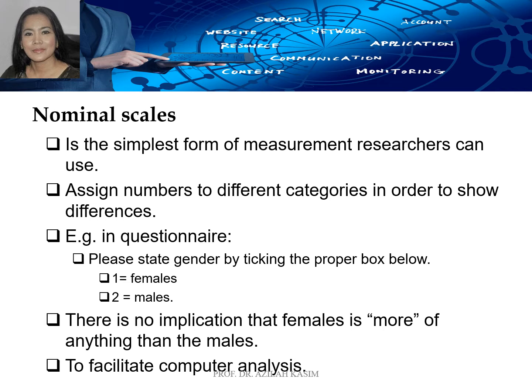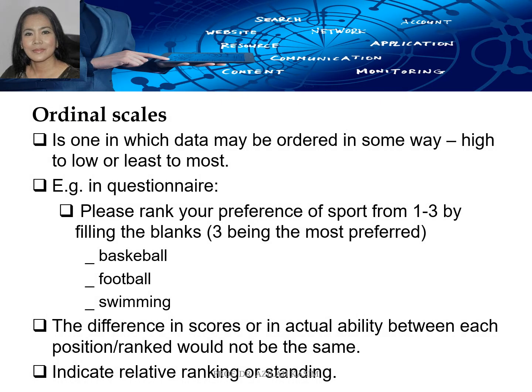Ordinal is when the data is ordered in some way from high to low, or least to most. So this is a question where we need to rank things. For example, this is an example that you can see here. Please rank your preference for sport from 1 to 3 by filling the blanks. So if your least preferred is basketball, then it will be number 1. If it is the most, it will be number 3. If it is medium or the second one, it will be number 2. So the difference in the scores or in the actual ability of the position will not be the same in this case. It is designed to indicate ranking or standing. That's what ordinal scale is for.